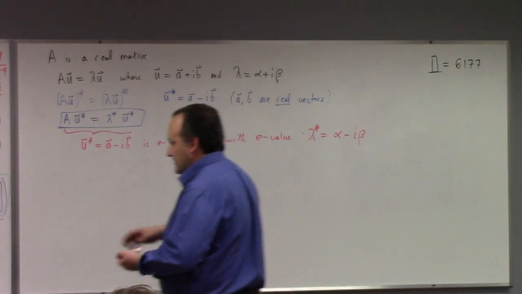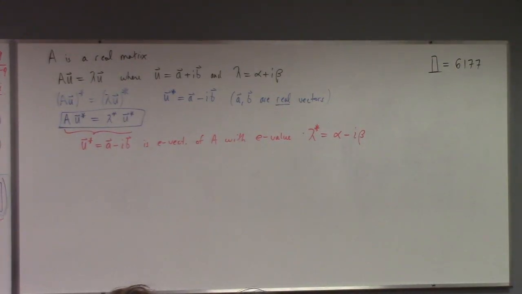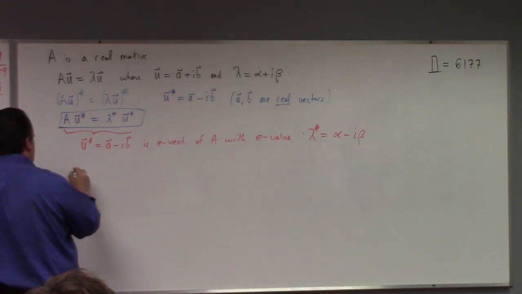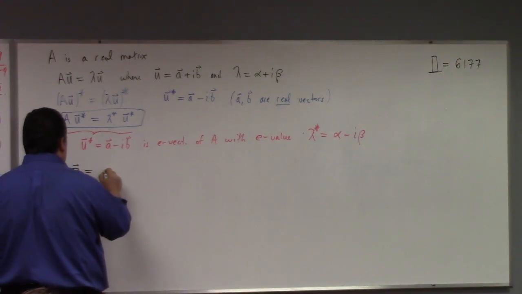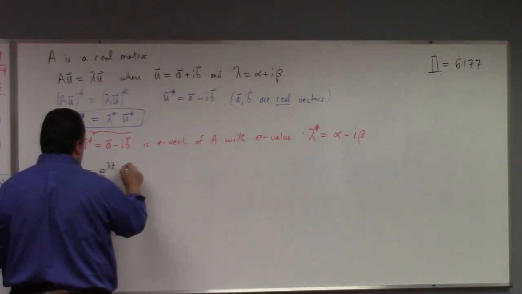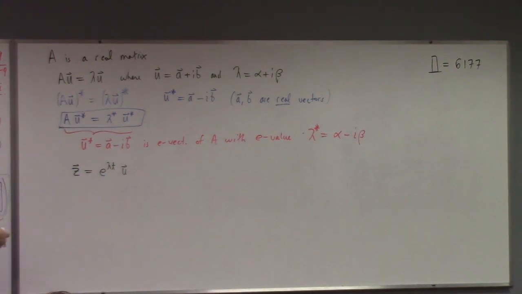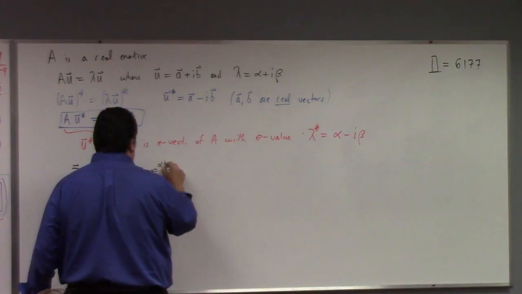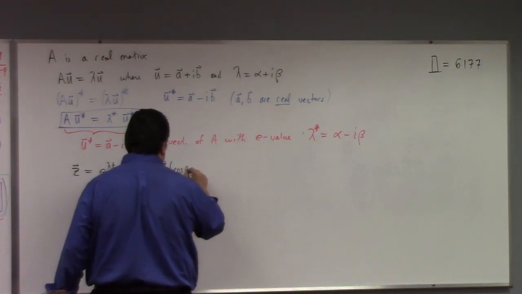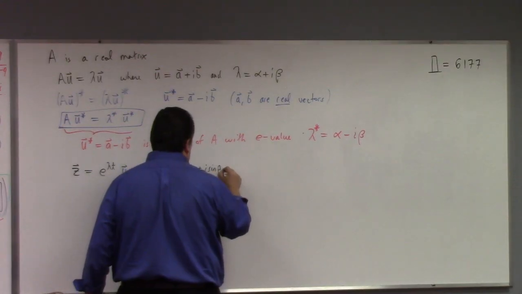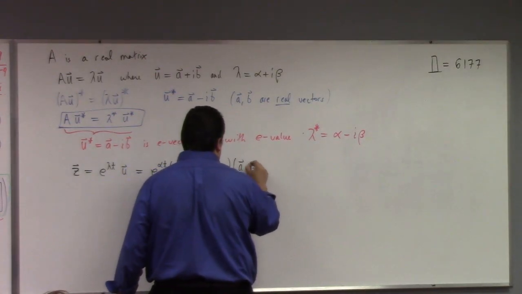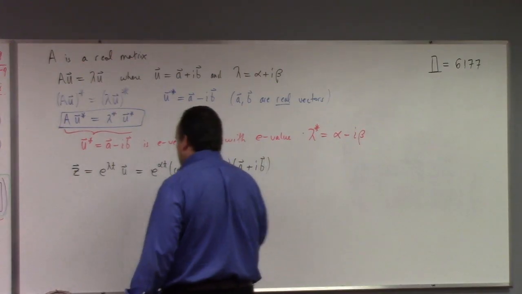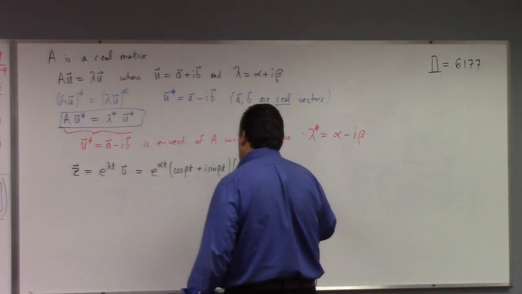Now, let's talk about what we did in this previous example. Let's try to distill it into a more general theorem, all right? So what I was just arguing is that z, which is equal to e to the lambda t times u vector, is a complex solution to dx/dt equals Ax. Specifically, it is e to the alpha t times cosine beta t plus i times the sine of beta t, times a vector plus i times b vector. Now this a and b vector notation is from Nagel, Saff, and Snyder, which is technically our textbook.